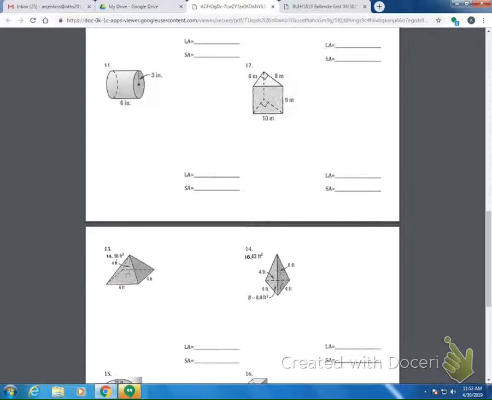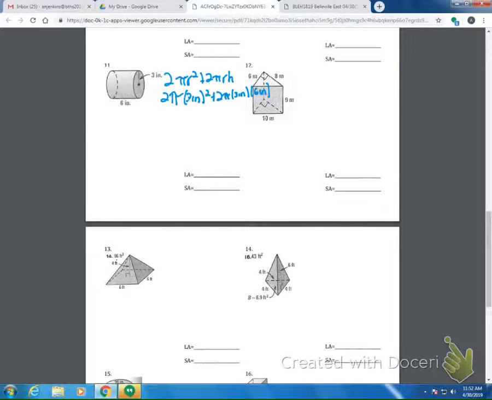Malik, what shape is this? Cylinder. What's the formula for a cylinder? 2 pi r squared plus 2 pi r h. Exactly right. What is your r in this equation? 3. Yep, so give me 1 second, I'm going to write it out. 2 pi r, 3 inches squared, plus 2 pi r, which is 3 inches, times my height of, what's my height? 6. Yep, 6 inches.